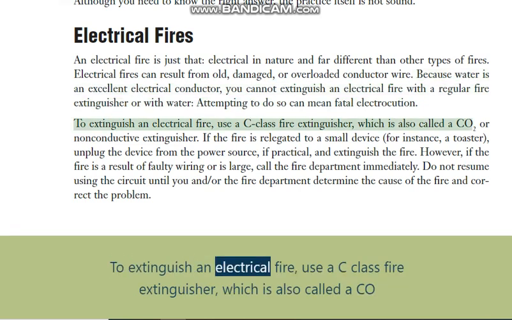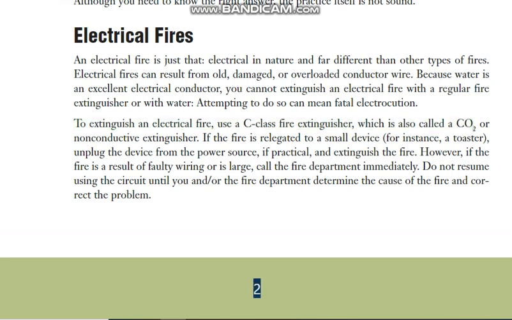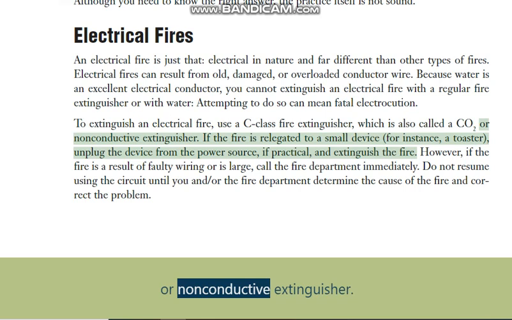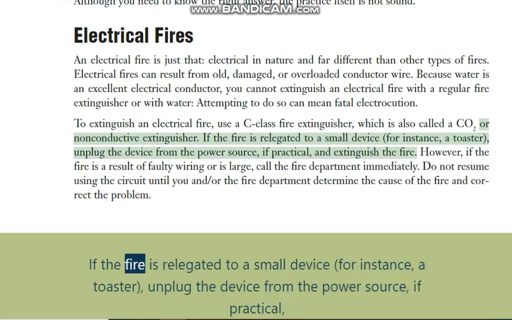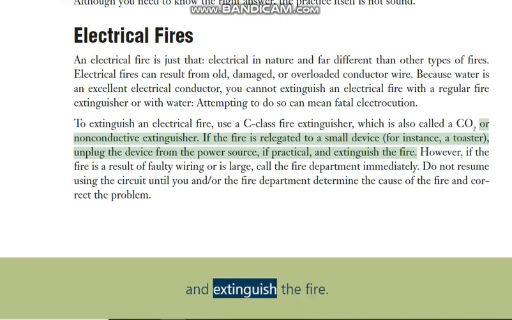To extinguish an electrical fire, use a C-class fire extinguisher, which is also called a CO2, or non-conductive extinguisher. If the fire is relegated to a small device, for instance, a toaster, unplug the device from the power source, if practical, and extinguish the fire.